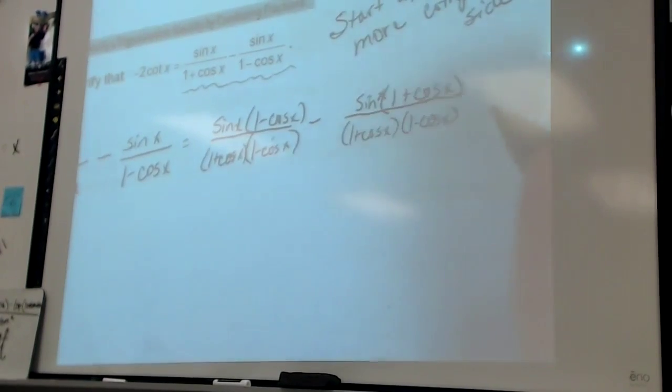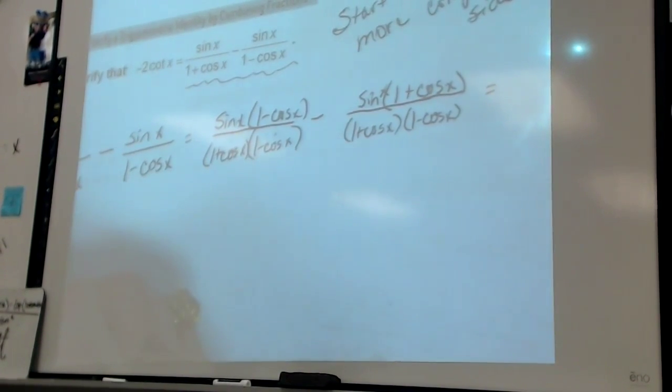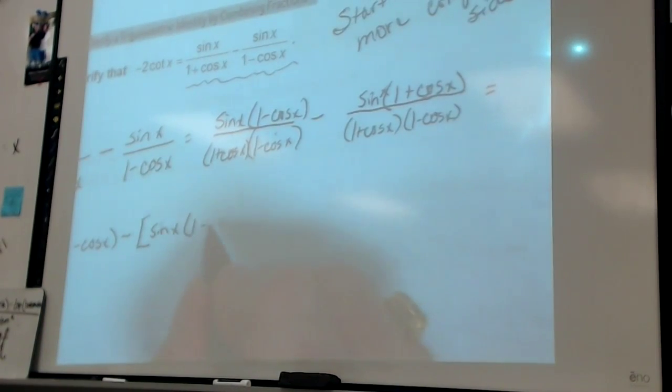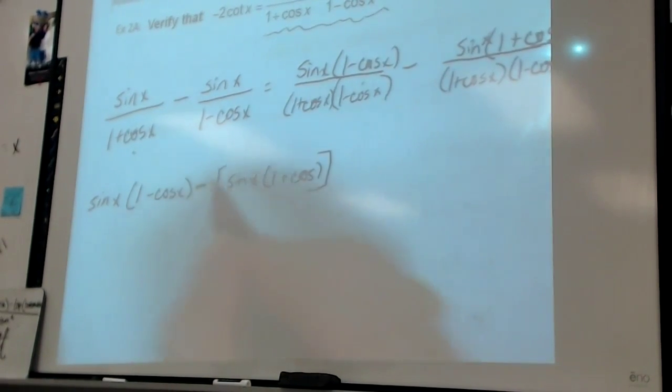All right, so right now on the top, I'm just going to rewrite my numerator. So I have sine x, I'm not going to distribute or anything right now, times 1 minus cosine x, minus sine x times 1 plus cosine x. And we're subtracting that whole thing, so that's why I put those brackets around that whole thing.